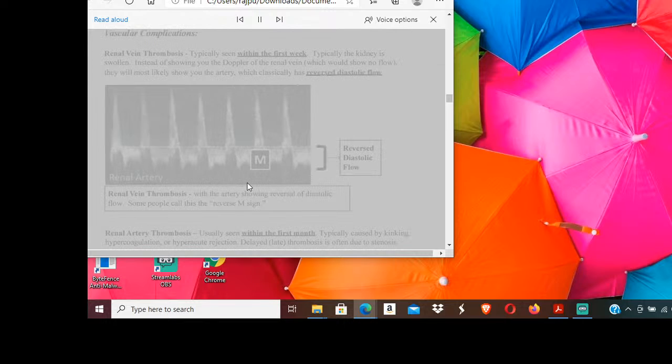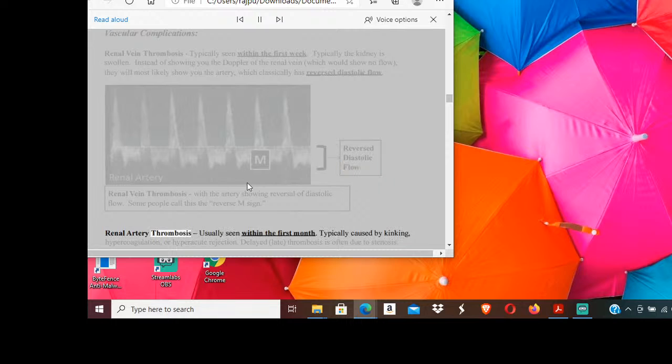Vascular complications. Renal vein thrombosis is typically seen within the first week. Typically the kidney is swollen. Instead of showing you the Doppler of the renal vein, which would show no flow, they will most likely show you the artery, which classically has reversed diastolic flow. Renal vein thrombosis with the artery showing reversal of diastolic flow. Some people call this the reverse M sign. Reverse diastolic flow.